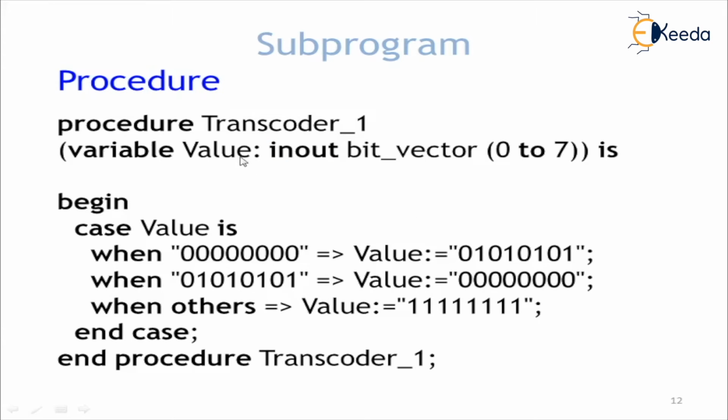We'll take another example. Procedure transponder underscore 1 variable value we have taken in, out. Here also a bidirectional value we have taken. So because of bidirectional, we can declare it as an input, as well as we can assign the value to that value variable. So this value we have considered as in, out with a bit vector 0 to 7, then this is function declaration, procedure declaration and procedure body.